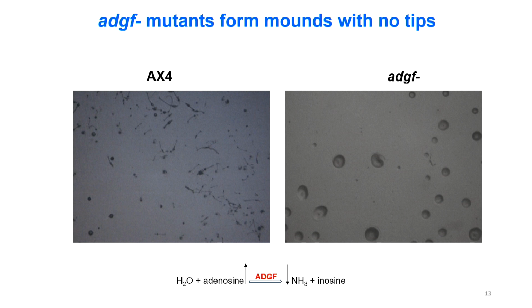So I keep on emphasizing this. So what is happening here in this mutant is you have a block here. If you have a block here in this pathway, then you expect adenosine levels to go up and ammonia levels to drop. So is it because of high adenosine levels that this is happening, or is it because of the absence of ammonia?